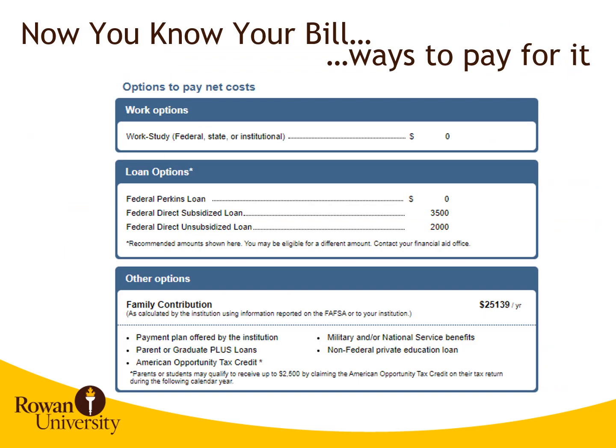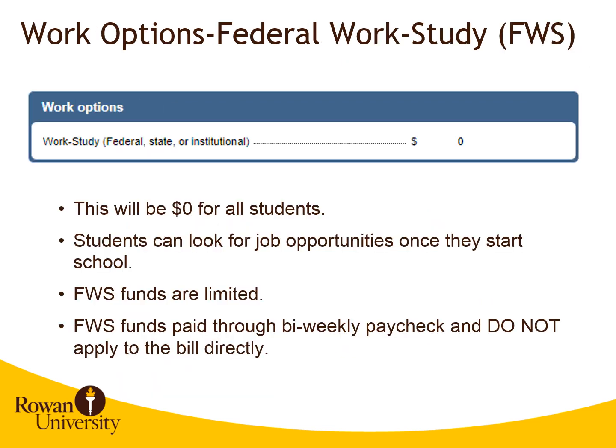So now that you know what your bill is going to be, we want to talk about different ways to pay for it. The first area for options for paying for school on your college financing plan is going to show work options. We call this a federal work study program. This amount is going to be zero for all students.